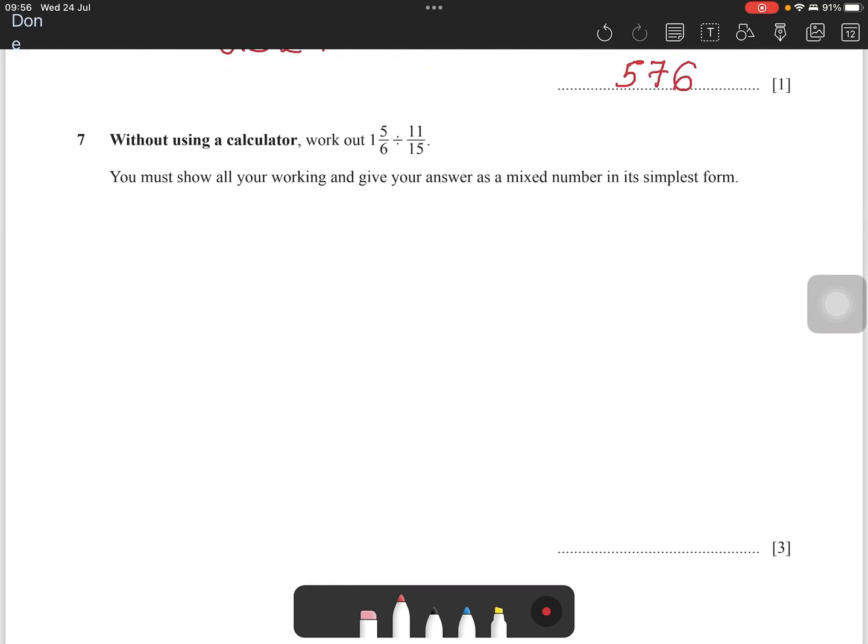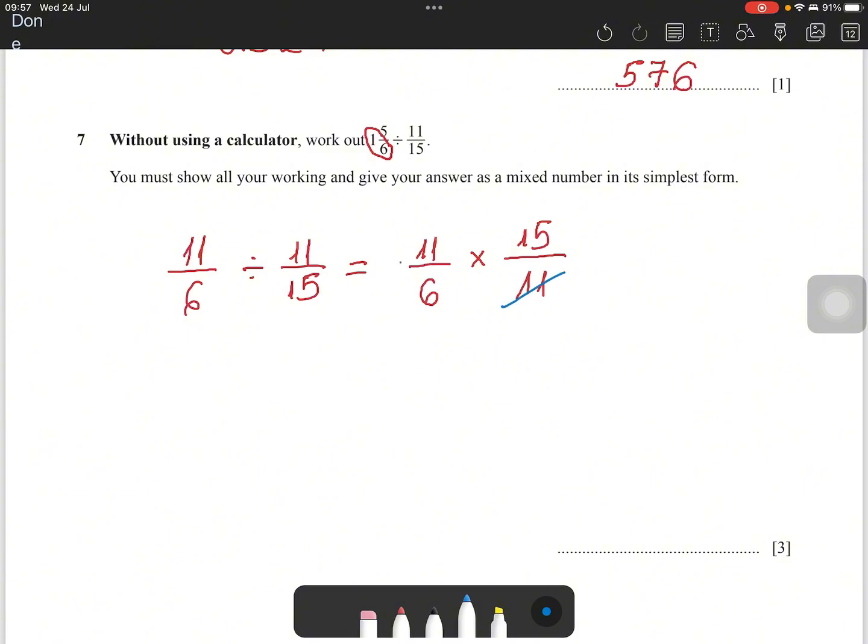Question 7. Without using a calculator, work out 1 and 5/6 divided by 11/15. First we need to convert this into a fraction. 1 times 6 is 6. 6 plus 5 is 11. So we have 11 over 6 divided by 11 over 15. To divide a fraction by a fraction, we will multiply the first fraction by the reciprocal of the second fraction. The reciprocal of 11 over 15 is 15 over 11. And now we can cancel 11 and 11. So the answer is only 15 over 6.